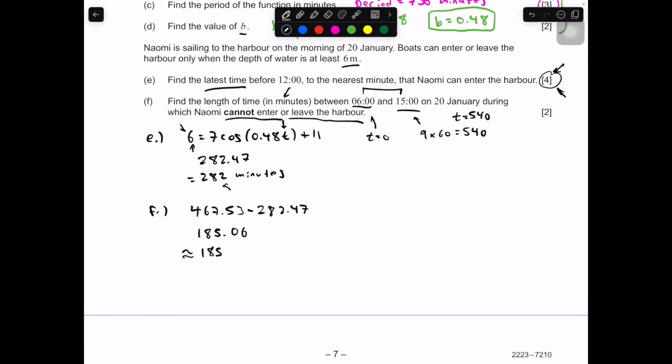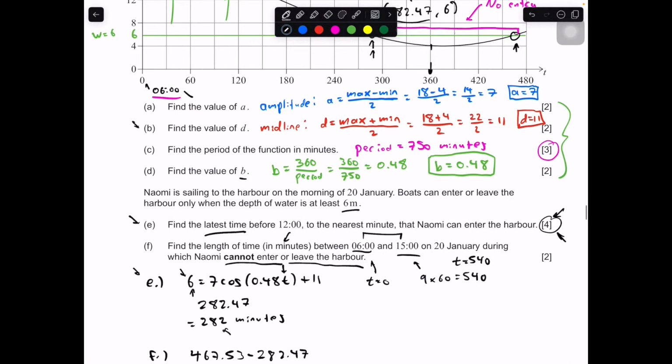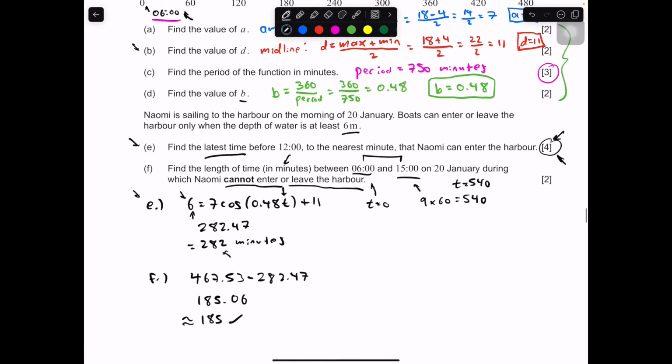So 282 minutes. Just to go back to E here, this is all good, but for E we need to do a little more work. 282 minutes have passed. We know 6 in the morning is where we start. In a real world context, it wouldn't be enough to tell Naomi, for example, 282 minutes after 6, that's when you can't enter the harbor anymore. It would be more relevant to tell what specific time. So we have to convert these minutes into hours and then find the latest time in which she can no longer enter. That's something, to be honest, that I myself missed at first read. But 4 marks, that is a good indication.